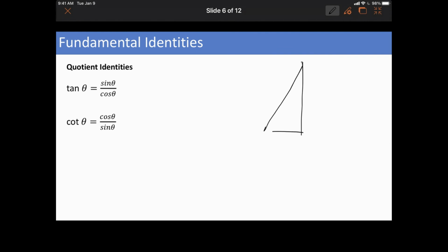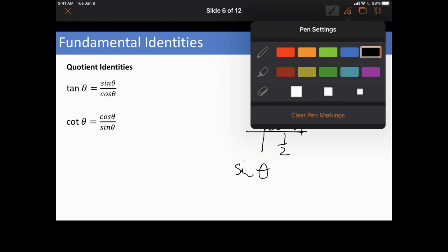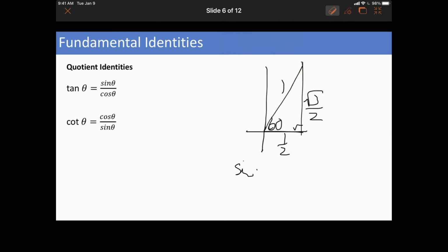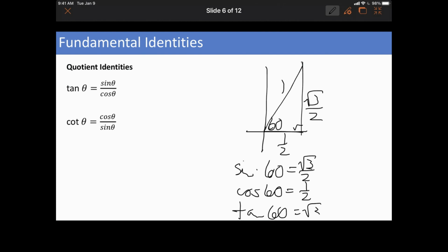Let's use a 60-degree angle this time. First quadrant still. Root 3 over 2 and half. So I know that sine of 60, sine, keep using theta, is root 3 over 2. Cosine of 60 is half. And tangent is root 3. All right.